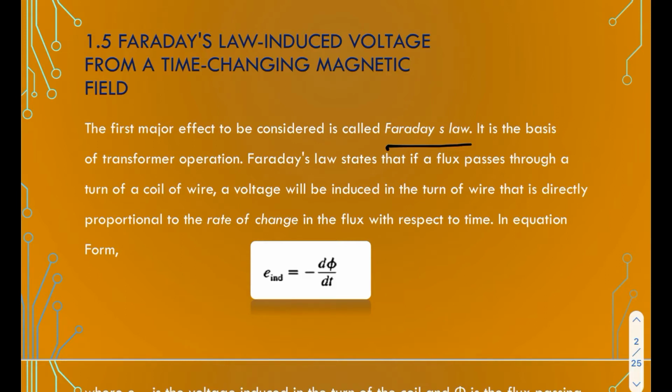Faraday's law states that if a flux passes through a turn of a coil of wire, a voltage will be induced in the turn of wire that is directly proportional to the rate of change in the flux with respect to time. So we can write the equation: E induced is equal to minus d flux over dt.